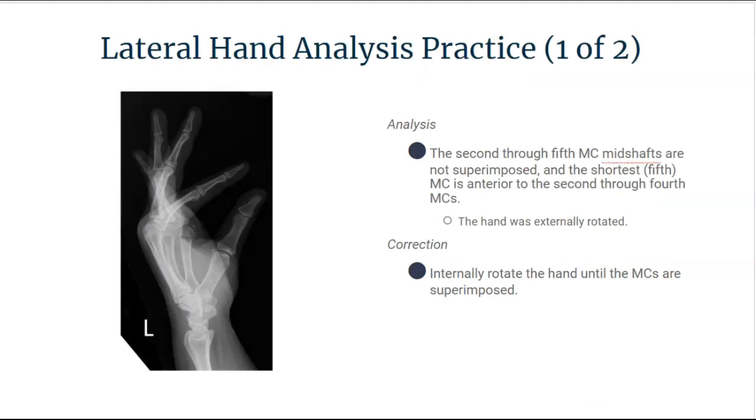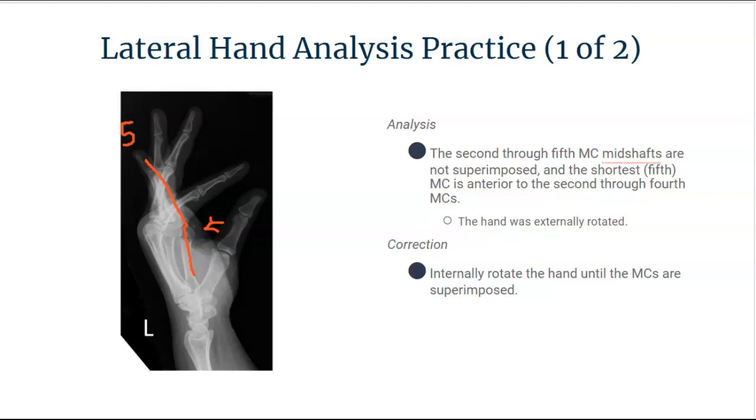In this first image analysis, we can see that there is some rotation here in the metacarpals. They are not fully superimposed. You can see that the 5th metacarpal here is coming down, or phalange, and then the metacarpal is anterior to the rest of the hand here. This lets me know I'm in an external rotation.